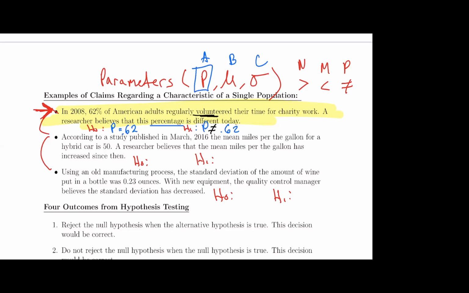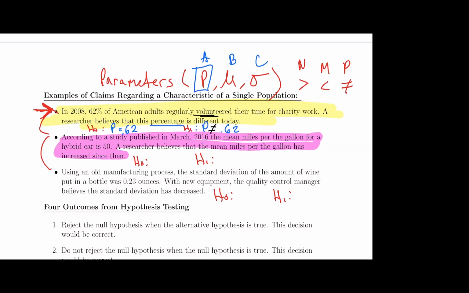All right, so let's go on to the second problem. I'm gonna highlight it in pink, so that way I know for sure we're looking at the same thing. All right, so the second problem says, according to a study published in March 2016, the mean mile per gallon for a hybrid car is 50. A researcher believes that the mean mile per gallon has increased since then. So for this one, which parameter am I testing?